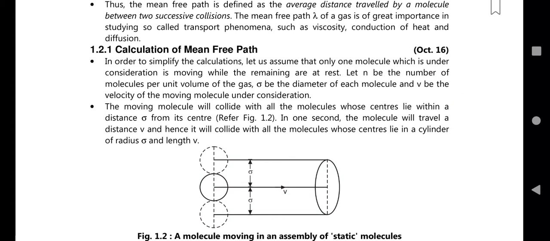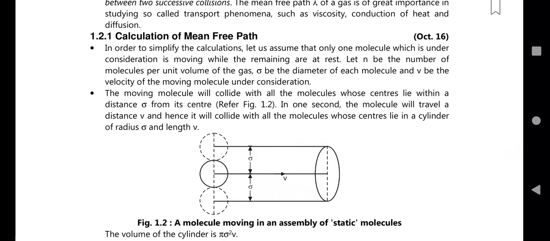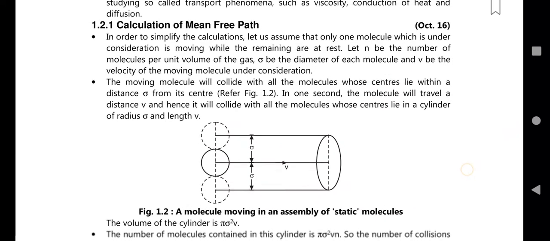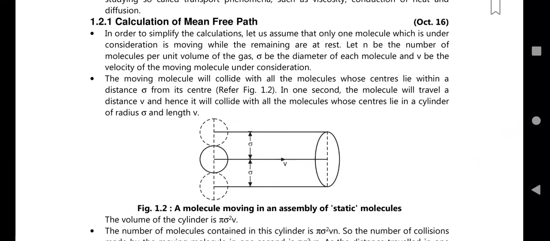In order to specify the calculation, let us assume that only the one molecule under consideration is moving while the remaining are at rest. Now, suppose small n is the number of molecules per unit volume of the gas, sigma is the diameter of each molecule, and v is the velocity of the moving molecule under consideration. In the figure, we can see that the molecule is moving in the right direction with velocity v, and sigma is the diameter of the molecule.